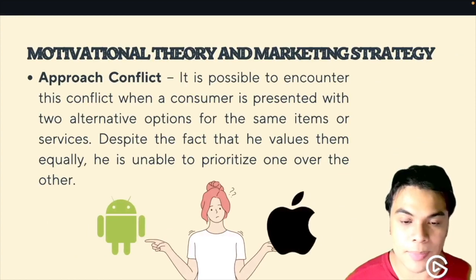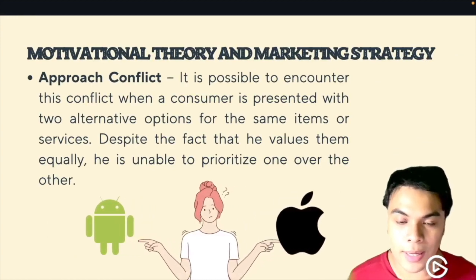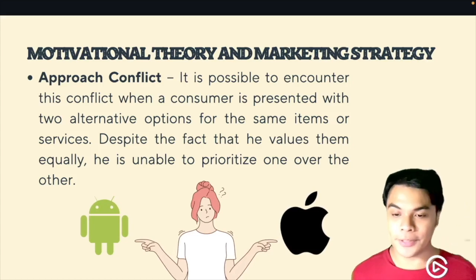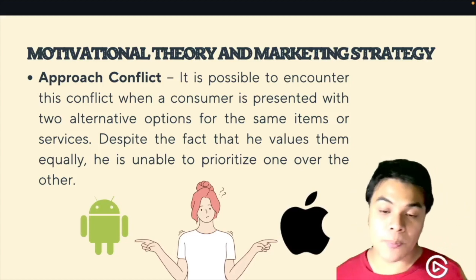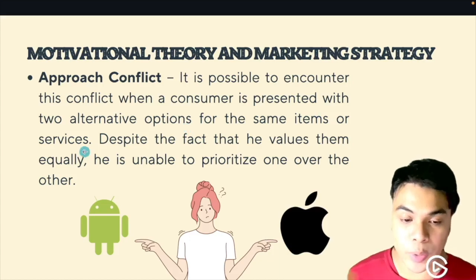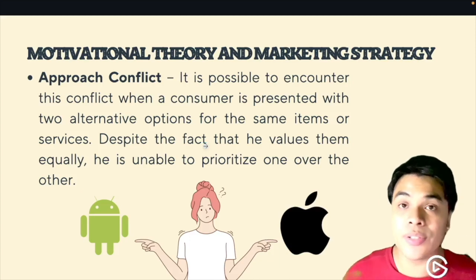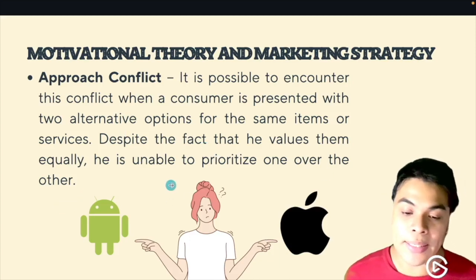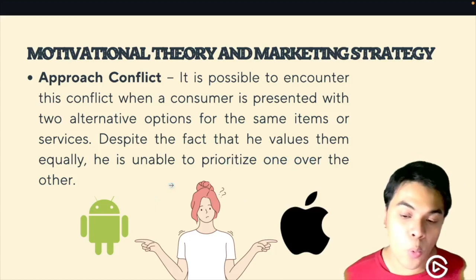Examples lang. Okay, an approach conflict, ito yung choosing between alternatives. It is possible to encounter this conflict when a customer is presented with two alternative options for the same items or services that can satisfy the need. Despite the fact that he values them equally, he is unable to prioritize one over the other.